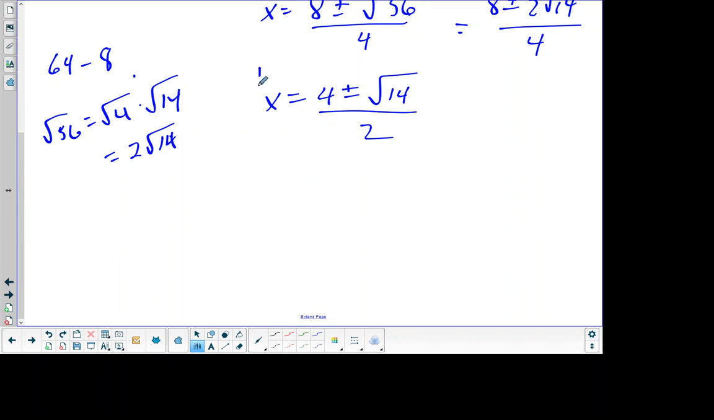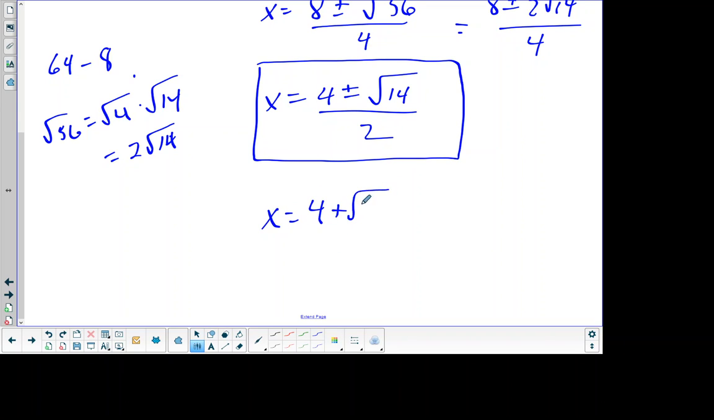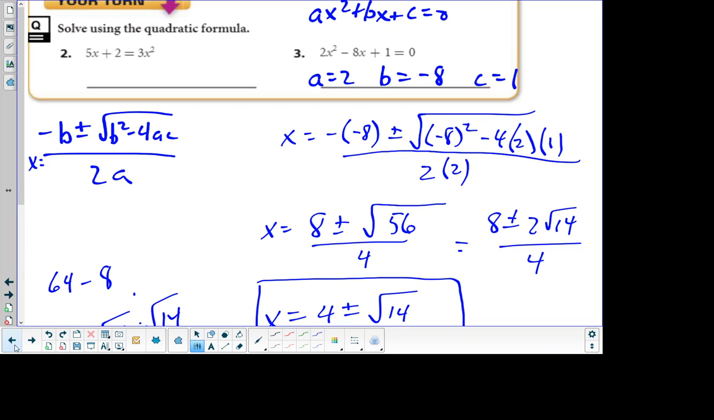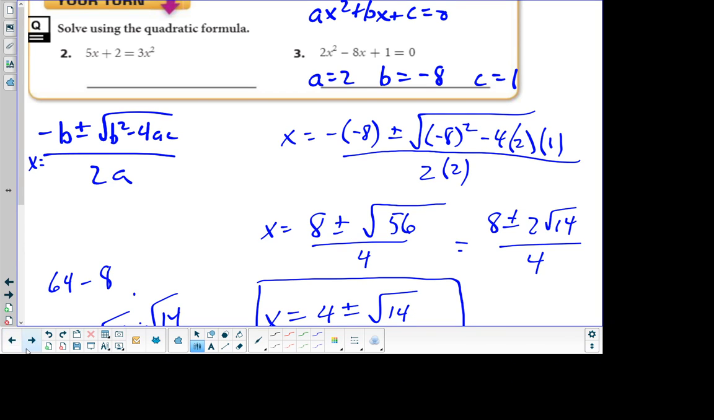You could write it like this, or you could break it up and say x equals 4 plus radical 14 over 2, or 4 minus radical 14 over 2. That is also a correct way to write the answer. And that is how you use the quadratic formula to solve these equations. So that's what you'll be working with today on your assignment.